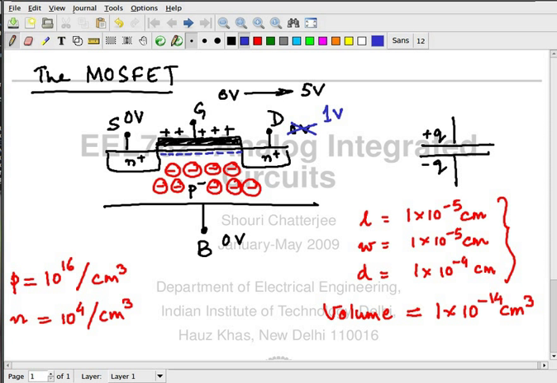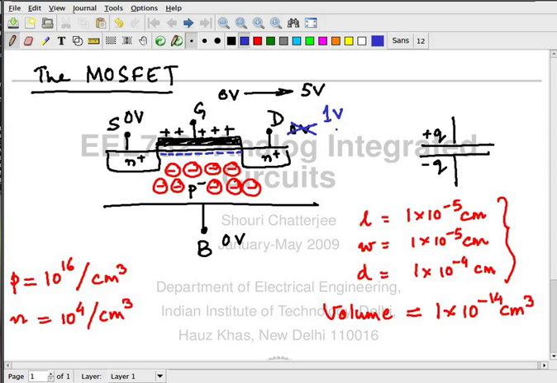Current really means opposite of the flow of electrons. If current goes in one direction, electrons are going to go in the other direction. So really, what's going to happen is, when the drain is at 1 volt, electrons are going to be attracted to the drain.